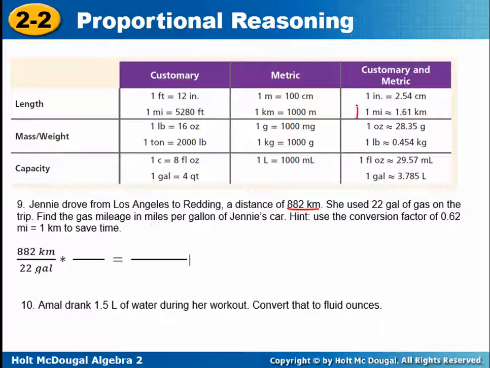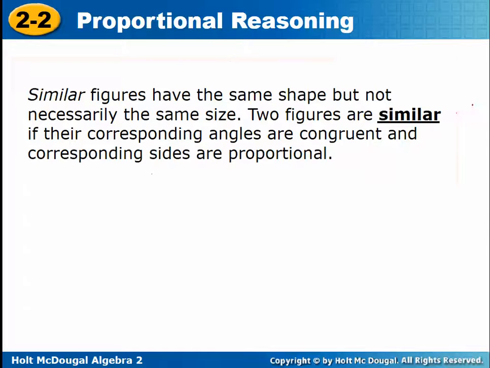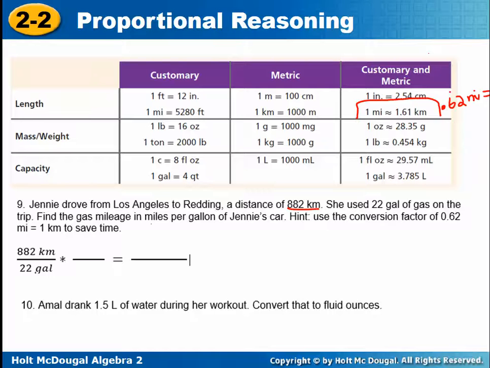Now that conversion is not up here because it goes the other way. But this is a true conversion as well. It's just going the other way. I could add it up here if I wanted. 0.62 miles equals 1 kilometer. So you write your rate, 882 kilometers over 22 gallons. You start with that. Then you multiply it by something that will change my kilometers to miles. So let's write this as a rate. Do I want to write 0.62 miles over 1 kilometer, or do I want it written 1 kilometer over 0.62 miles?